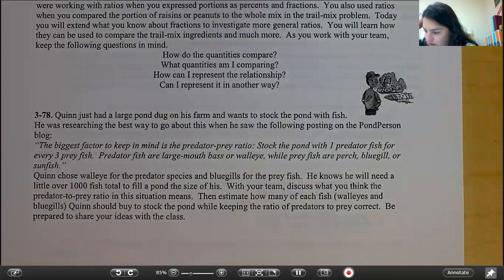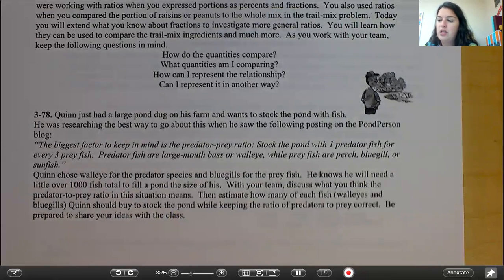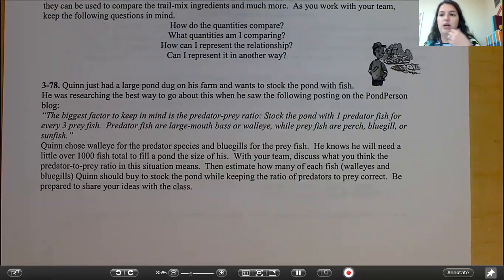With your team, discuss what you think the predator to prey ratio in this situation means. Then estimate how many of each fish, walleyes and bluegills, Quinn should buy to stock the pond while keeping the ratio of predators to prey correct. Be prepared to share your ideas with the class. So I'm going to have you pause the video now and answer 378.